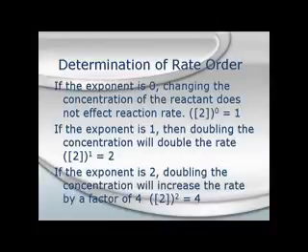Here's what it means. If the exponent is 0, zero order reaction, changing the concentration of the reactant does not affect reaction rate. For instance, if we double the concentration as shown here by putting the 2 inside the brackets and raise that to a power of 0, it's equal to 1. If the exponent is 1, then doubling the concentration will double the rate. So here we show 2 raised to the first power, which is 2. And if the exponent is 2, doubling the concentration will increase the rate by a factor of 4. And here you see the 2 inside the bracket squared is equal to 4 times the reaction rate.